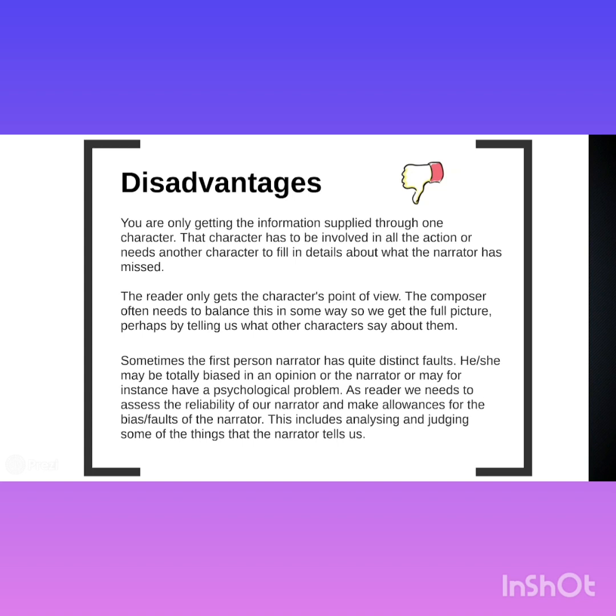Sometimes, the first person narrator has quite distinct faults. They may be totally biased in an opinion, or may have a psychological problem. As readers, we need to assess the reliability of our narrator and make allowances for the faults or biases. This includes analysing and judging some of the things that the narrator tells us.